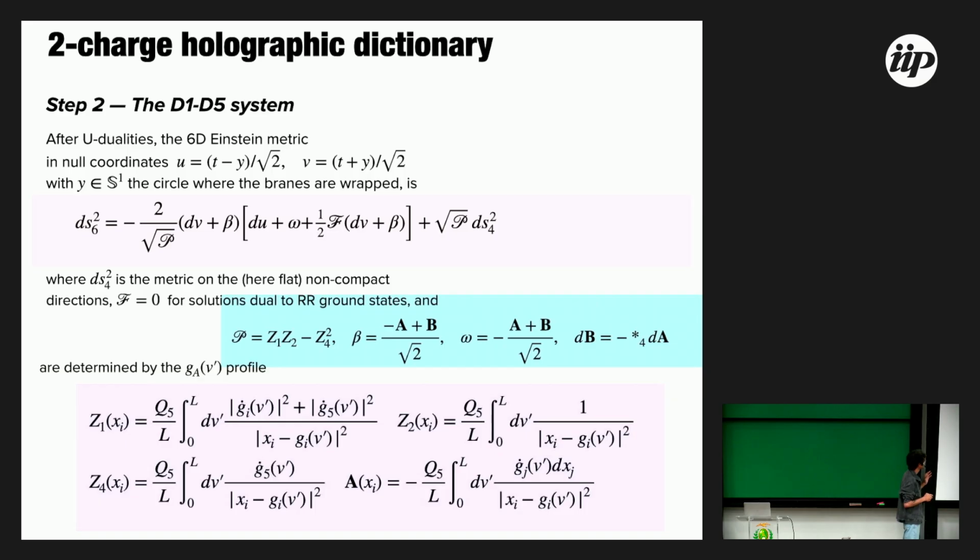And these functions are given by integrals of G's. The G's that you made your string with, that parameterize your string in the other frame. So you have that string given by the G's, you apply a U duality and it becomes this object with the functions given by your string profile as these integrals here.